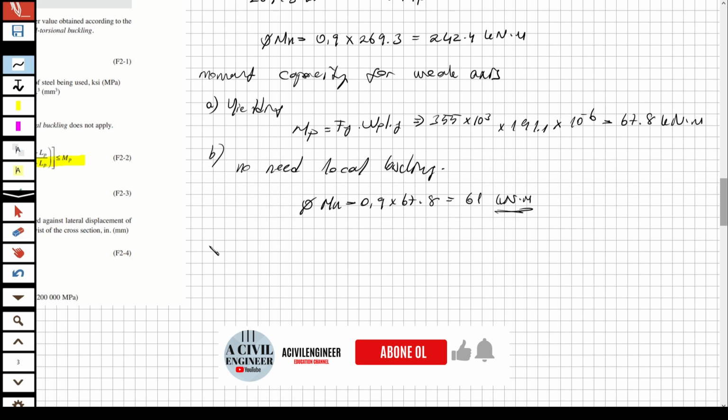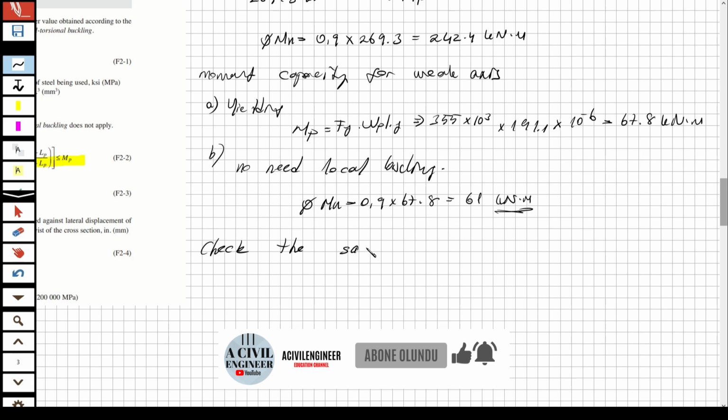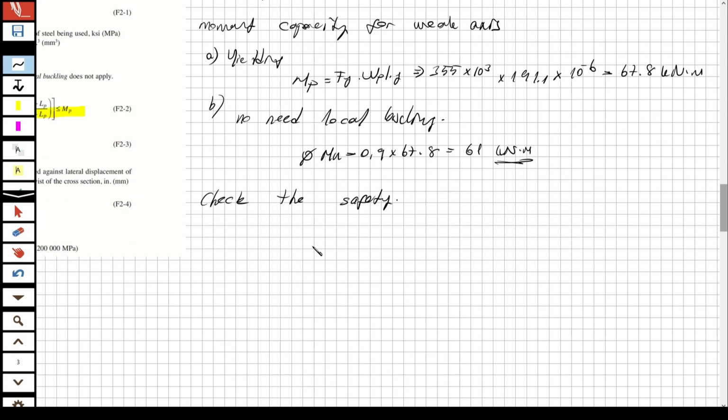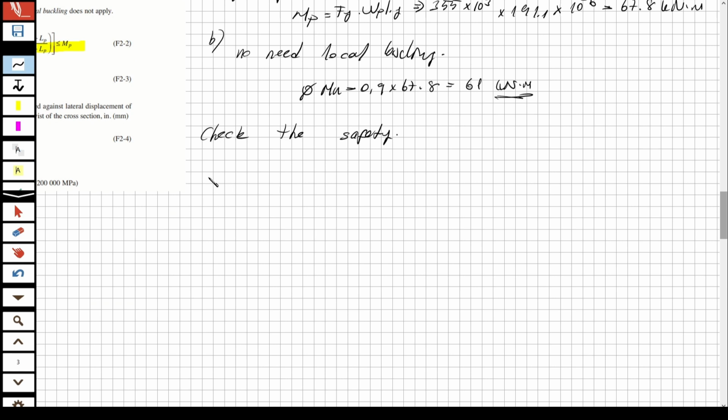So now we can make a check for the safety. For checking the safety, it's going to be PR over PC. The force applied at first was 170 kilonewton, over the actual force capacity of this section, which is 800.5 kilonewton. And this is going to be 0.21 and it's greater than 0.2. So for this, the check is okay.